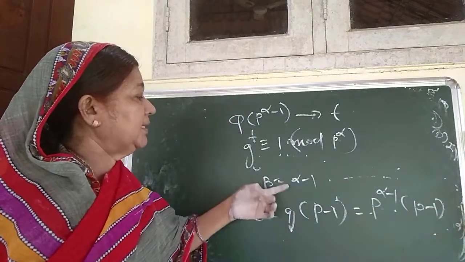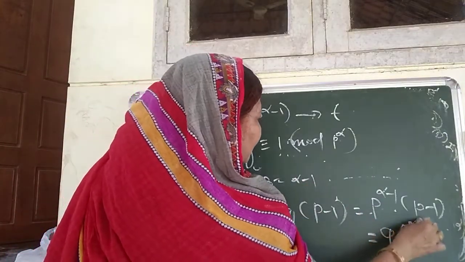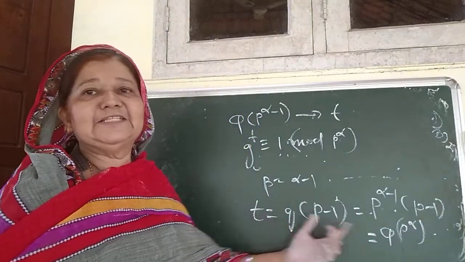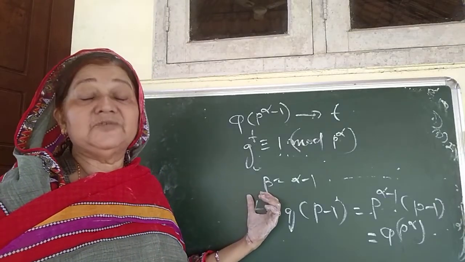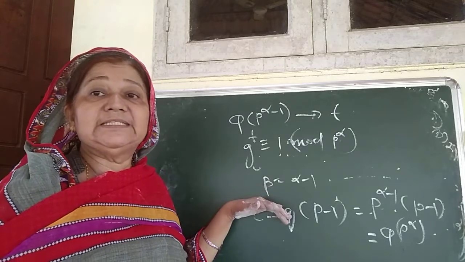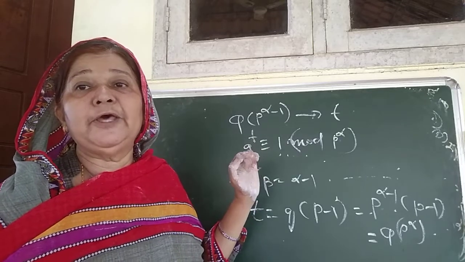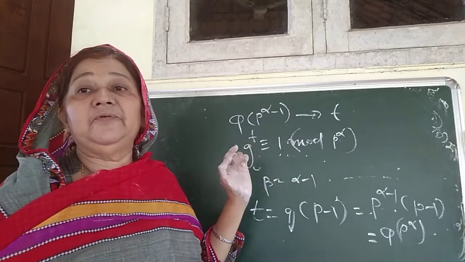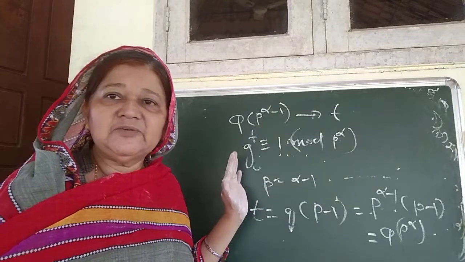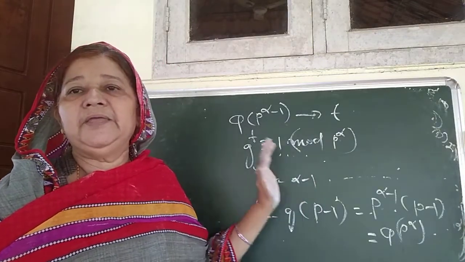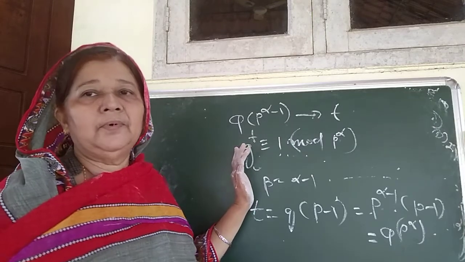Q equal to p raised to alpha minus 1 into p minus 1, which equals phi of p raised to alpha. Therefore, the exponent of p raised to alpha equals phi of p raised to alpha. Therefore, g is a primitive root for p raised to alpha, provided g raised to p minus 1 is not congruent to 1 mod p square. That is the theorem. If g is a primitive root, then it is also a primitive root for p raised to alpha if and only if g raised to p minus 1 is not congruent to 1 mod p square.